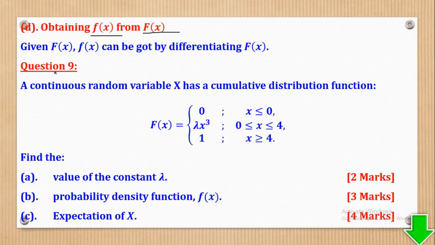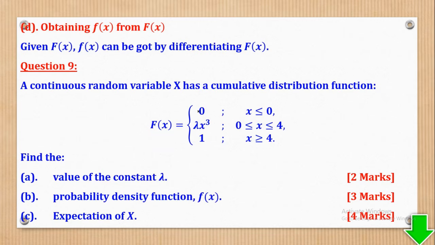So question 9 says a continuous random variable capital X has a cumulative distribution function, which is that. I think you realize that the last entry is 1, so that's how you can distinguish between CDF and PDF. Because this is 1, it means that this is CDF. Then part A they said find the value of the constant lambda, and part B the PDF, which is small f(x), and part C the expectation of x.